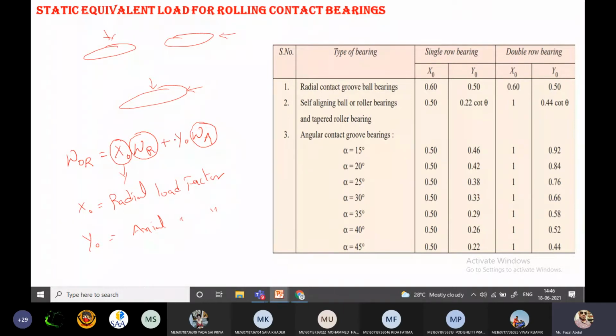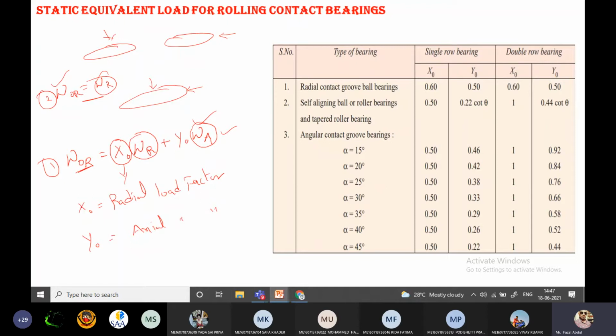Okay, now another equation is there. This is the first equation to calculate the static equivalent load for the radial load bearing, and another one is WOR equal WR. We apply this equation when you will not find the WA value in the question, so directly WR is the static load acting on the radial ball bearing. If there are two types of loads, then in that situation we need to select the first equation to calculate the WOR value.